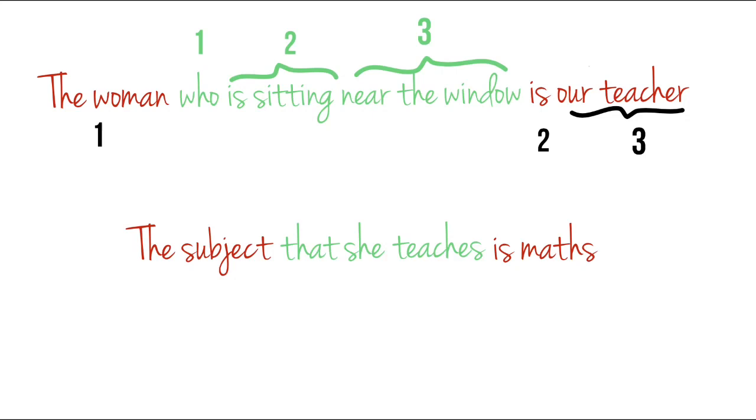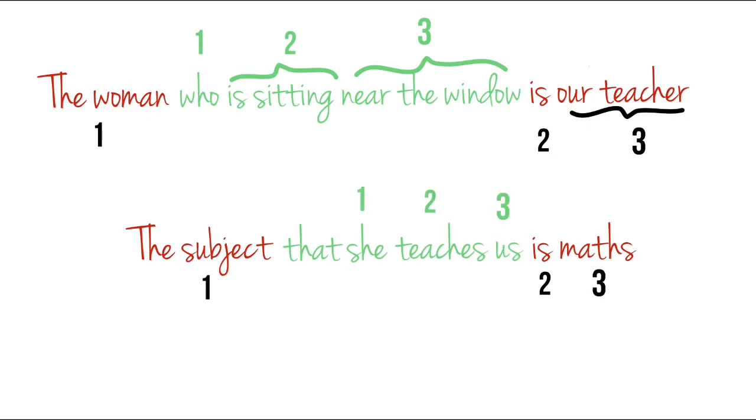Here we have a relative clause inside the main clause. The main clause, the woman is our teacher. So number one, the woman, number two is, number three, our teacher. But the relative clause is inside the main clause. Who is sitting near the window? Who is number one, is sitting number two, and number three near the window.